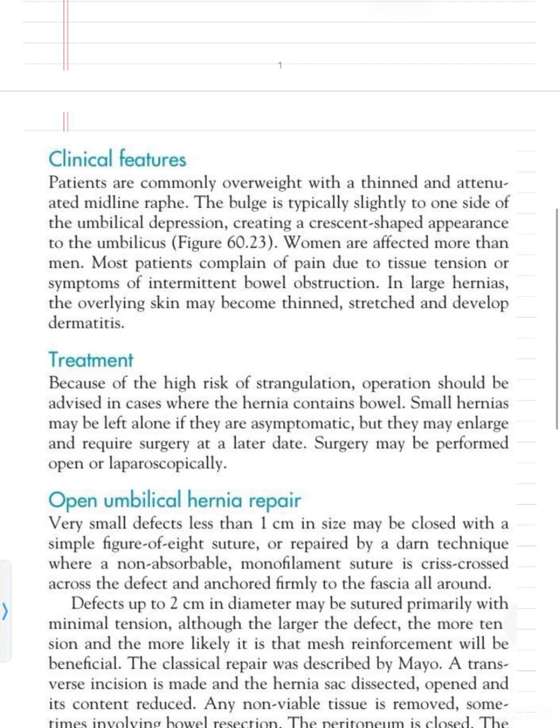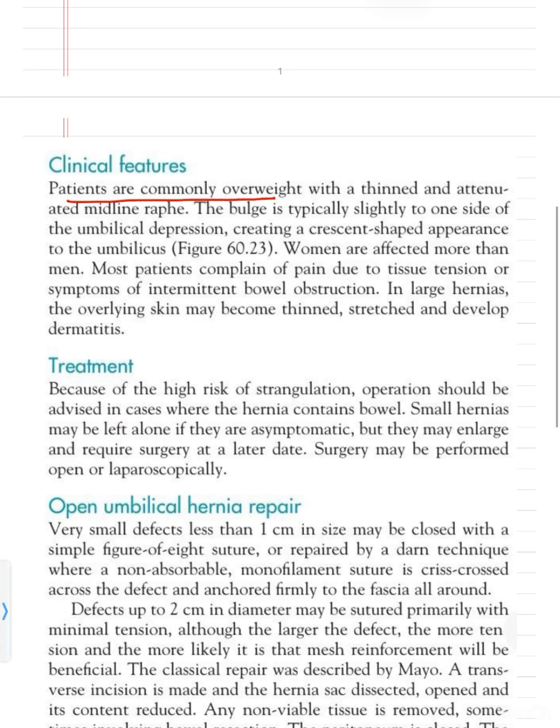Now coming to the references, it has been taken from Bailey's again. The patients are commonly overweight with a thin and attenuated midline raphe. So the first option is taken from here. The bulge is typically slightly to one side of the umbilical depression, creating a crescent shape appearance to the umbilicus. Women are affected more than men. This is the third option.